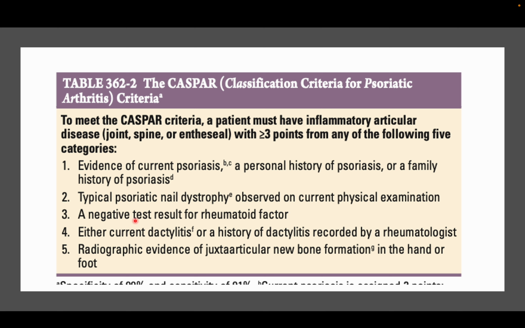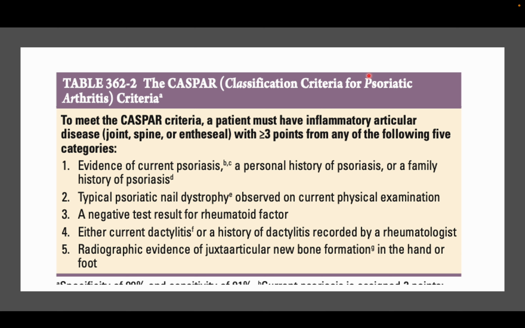A negative result for rheumatoid factor; the rheumatoid factor should be negative. Either current dactylitis or a history of dactylitis. Any finger changes, inflammation, swelling of the digit can be seen. And radiographic evidence of juxta-articular new bone formation. So psoriatic arthritis is one of the aggressive arthritides where new bone formation is seen in the hand.